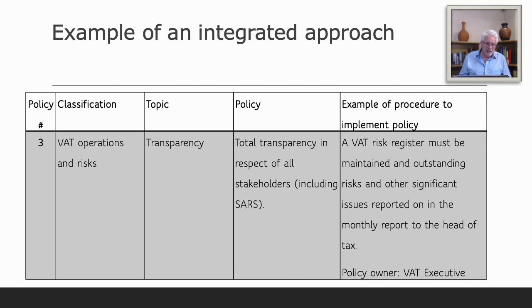Then we're still busy with VAT operations and risks. We're talking about transparency. And there the transparency is this organization's policy is full transparency. And when there are defaults in terms of the procedure, then there has to be a process that says what will happen in the case that there is no transparency. In this case, we said the VAT register must be maintained and outstanding risks and other significant issues reported in the monthly report to the head of tax.